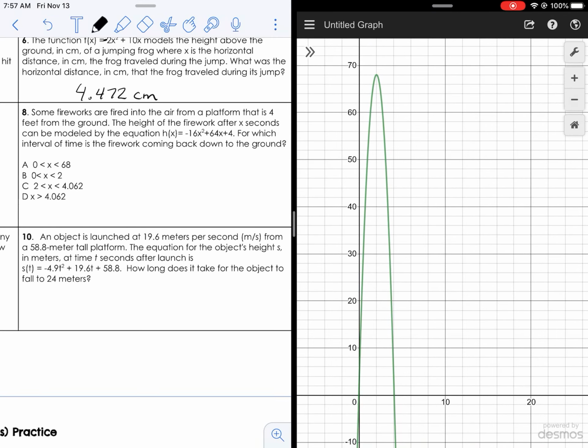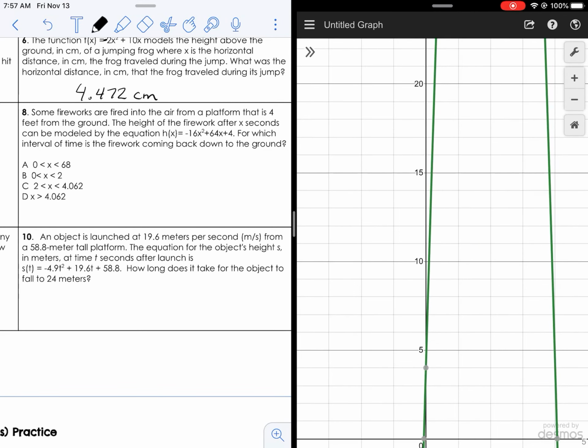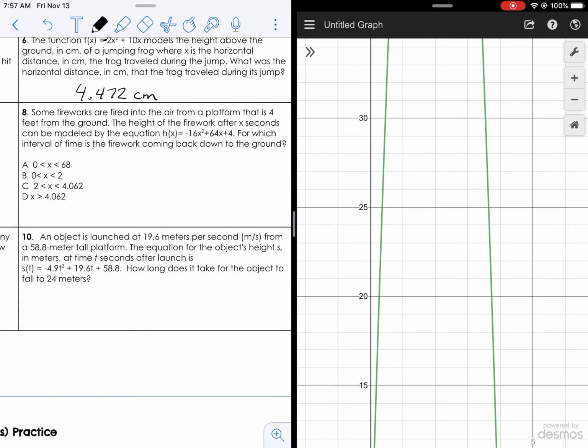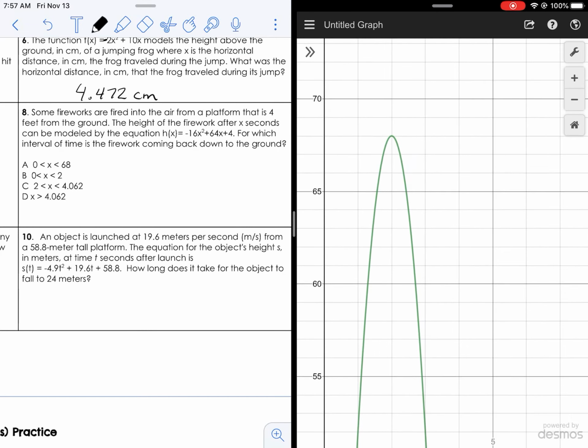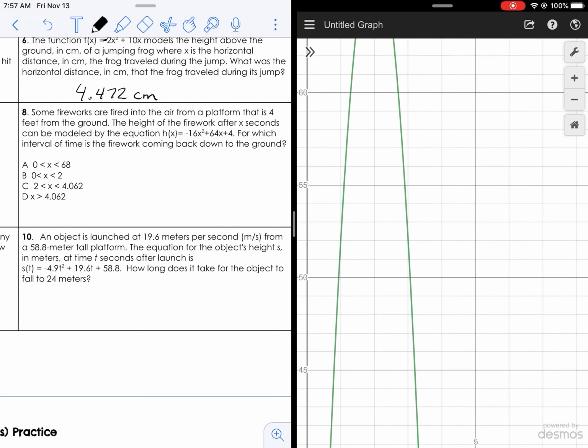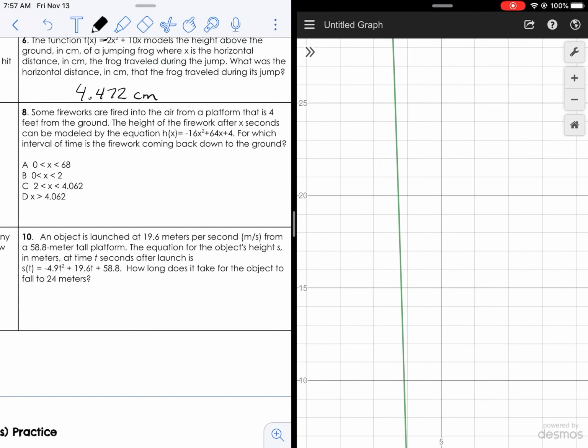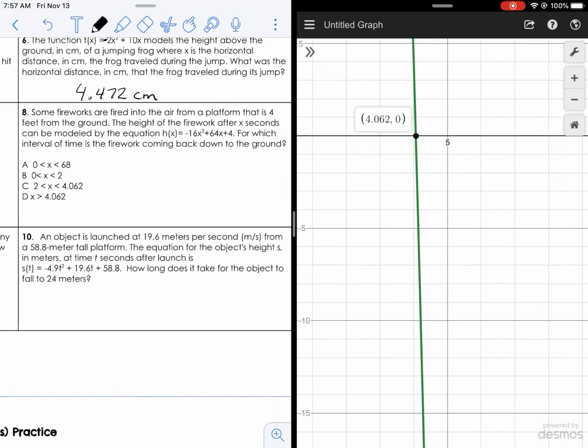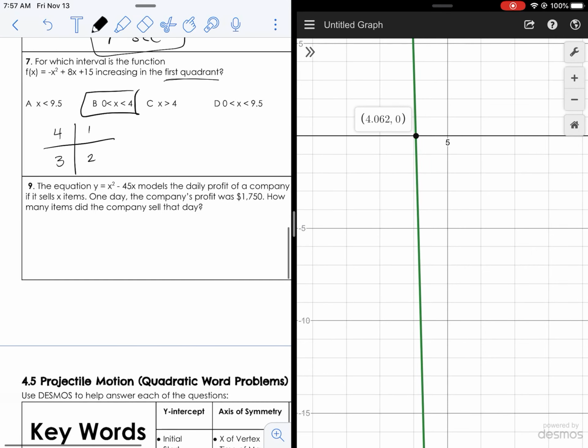So we can kind of see our firework, right? It starts 4 feet off the ground, right there at 4, and it's going up, up, up, up, up, until it reaches its maximum height at 68 feet. And then we want to know what interval of time it starts coming back to the ground. So once it reaches its peak height at 2 seconds, that's when we start to fall, and then all the way down until it hits the ground. Right, there's the ground at 4 seconds. So it's going to be from 2 to 4 seconds.